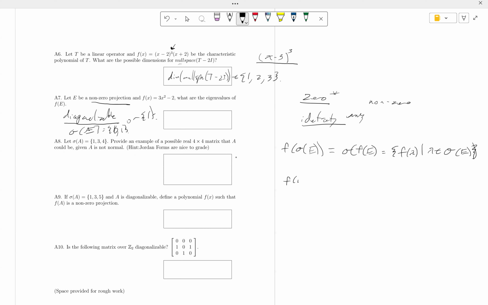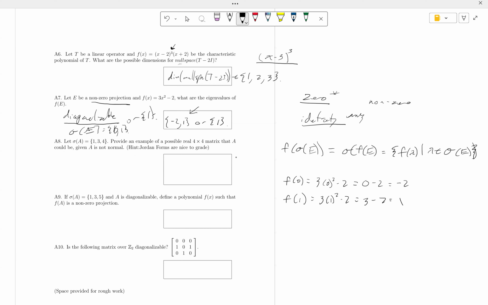So f of 0 equals 3 times 0 squared minus 2, which equals 0 minus 2, which equals minus 2. And f of 1 equals 3 times 1 squared minus 2, which equals 3 minus 2, which equals 1. So my sets would be {-2, 1} or {1}, because I don't know which one of the sets is the original one for E. It could be both. Now, in the exam situation, we probably give you credit for this one here if you didn't include this one, but I wanted to give you an option where it wasn't necessarily both.